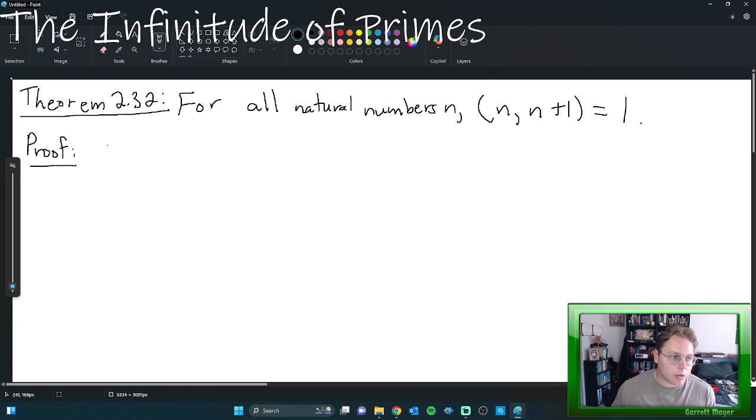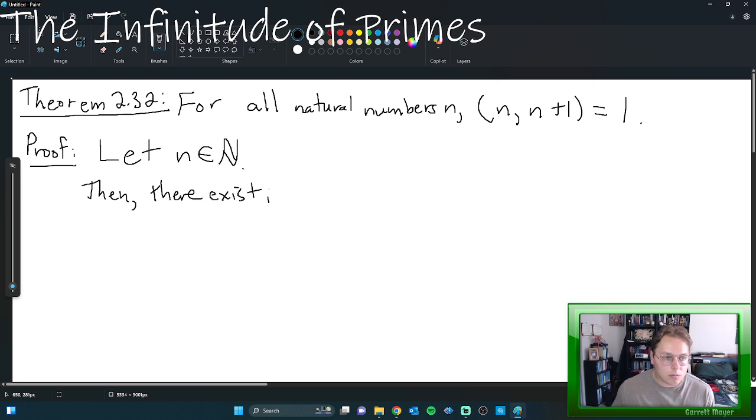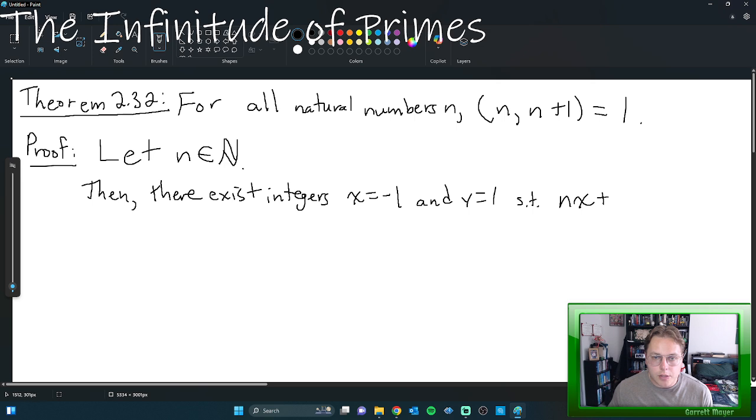So for our proof, we're just going to start very simply by letting n be a natural number. Then there exist integers x equals -1 and y equals 1 such that nx plus (n plus 1)y equals 1.